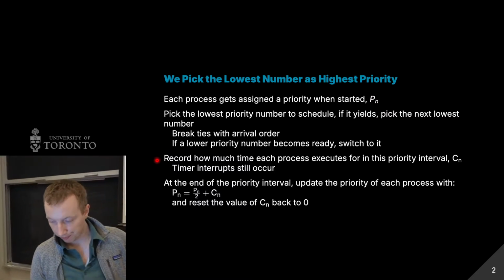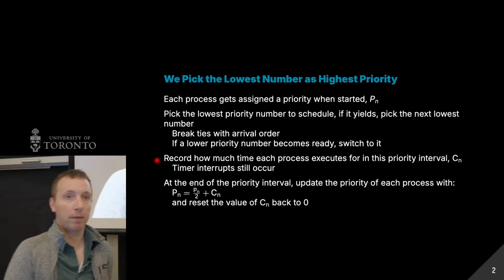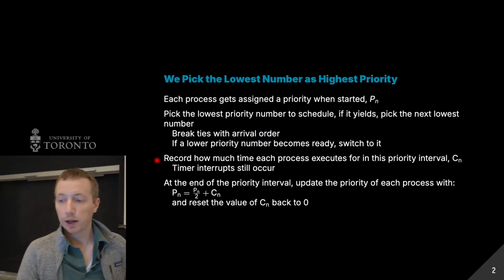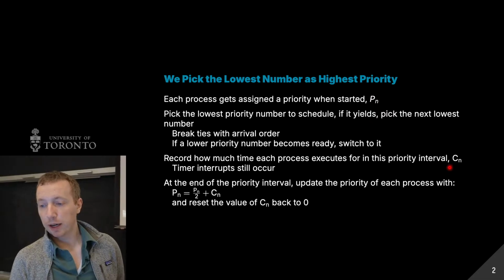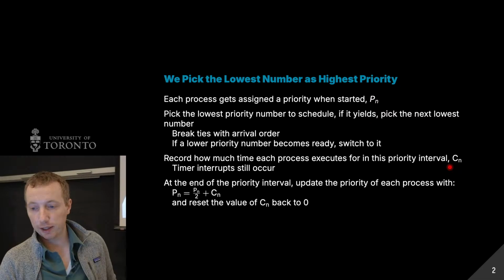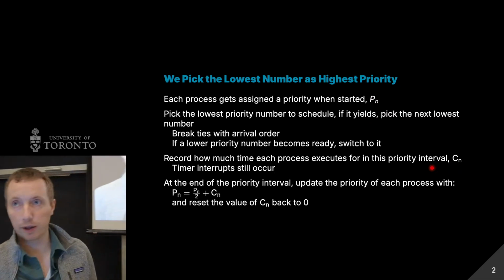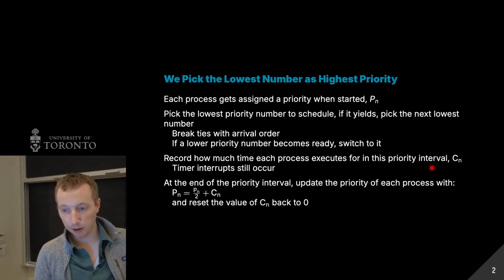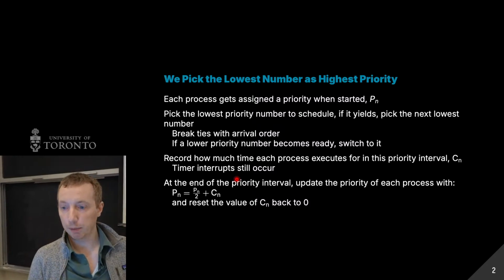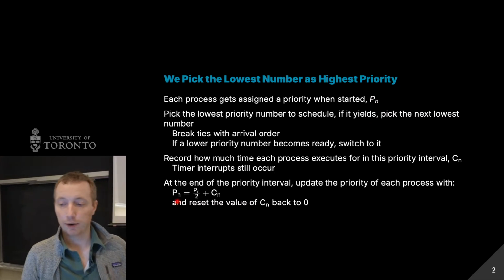Here, again, we record how much time each process executes for in this time slice, called a priority interval if you want. We'll keep track of how long each process executes for, call it C. Timer interrupts still occur, so we do have control in the kernel. We can kick processes out whenever we want. At the end of our interval or time slice, we update the priorities according to this formula, so they just kind of decay.